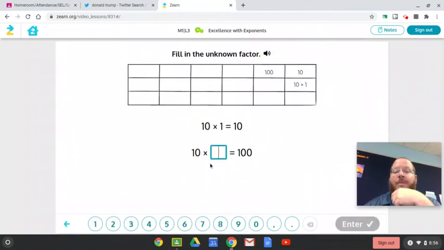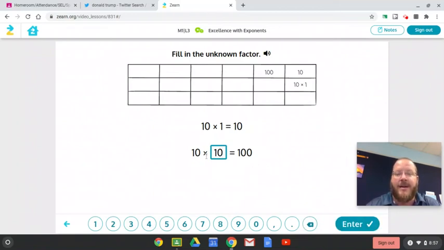All I need to do when I'm multiplying by tens, all that does is add a 0 to it. Like, see, 10 times 1, I just added a 0 to 1 and it was 10. Now I have 10 times what would give me 100? Well, I need 2 zeros, right? So how would I get 2 zeros? By multiplying it by 10 times 10.